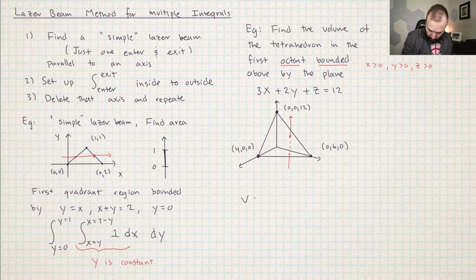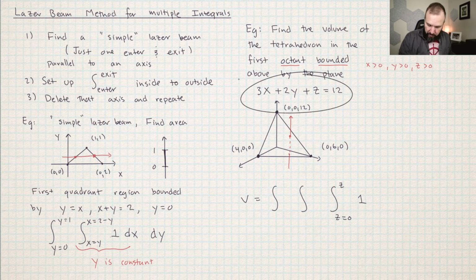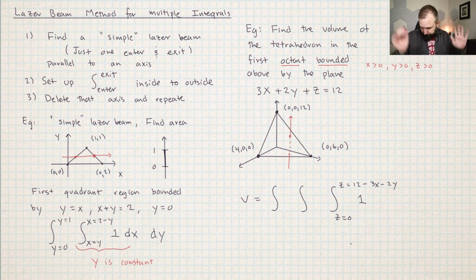So I'm going to do the volume. You find the volume by doing the triple integral of 1. Okay, so my first laser beam goes up parallel to the z-axis, and it enters at z equals 0, and it exits at the plane. So if I just solve this equation for the plane for z, I'm going to get 12 minus 3x minus 2y. Okay, so laser beam method step 1 done, and this is dz because my laser beam goes parallel to the z-axis.